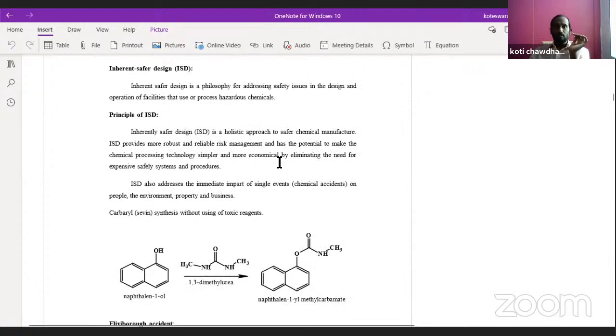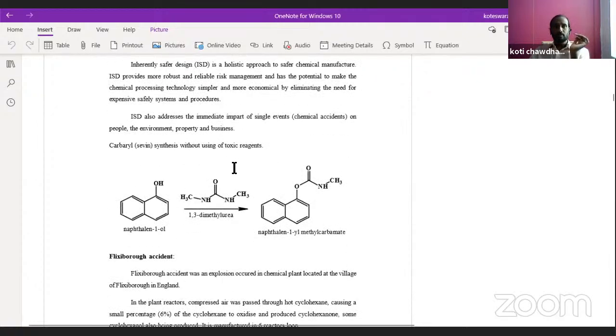Here, there is an alternative procedure for the carbaryl synthesis. There is alpha naphthol, 1-naphthol. That 1-naphthol is treated with 1,3-dimethyl urea. Simply, it is converted into carbaryl. This is the carbaryl. There is no usage of methylamine and there is no usage of phosgene.